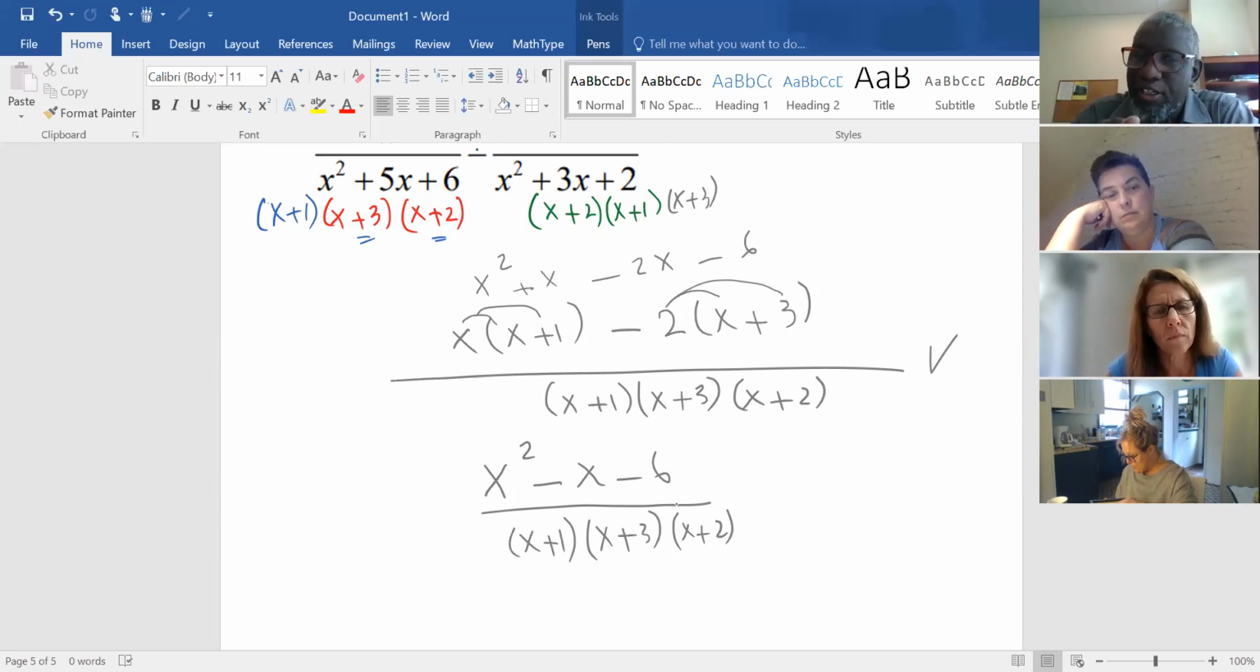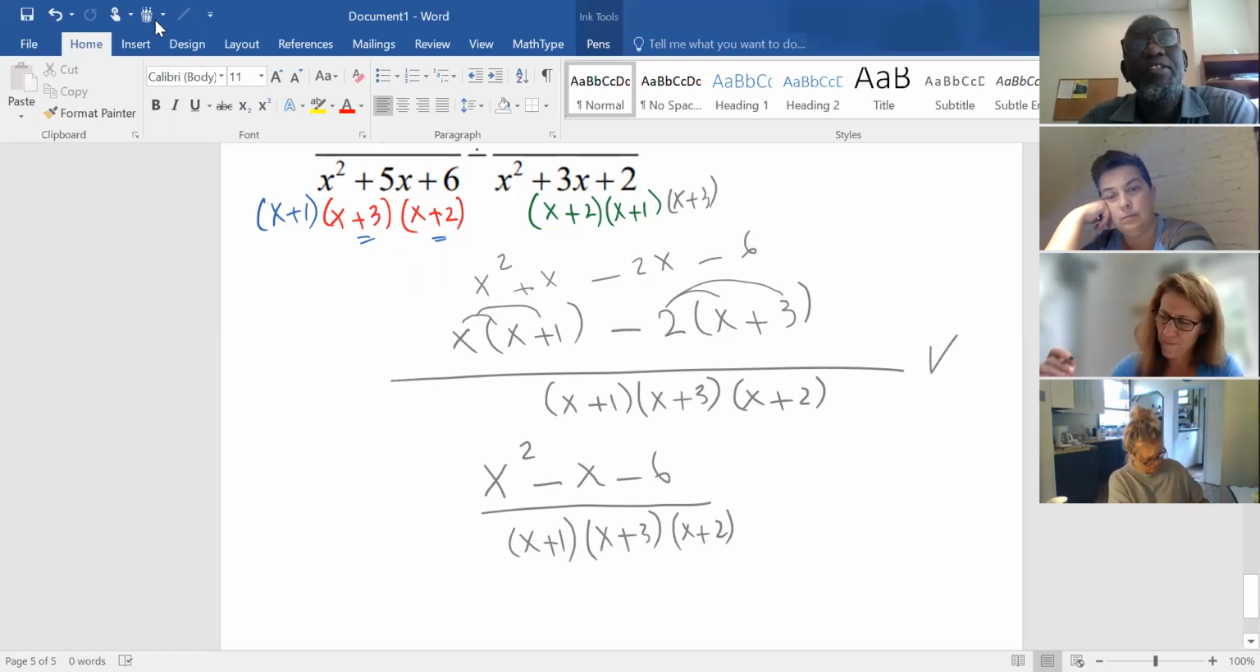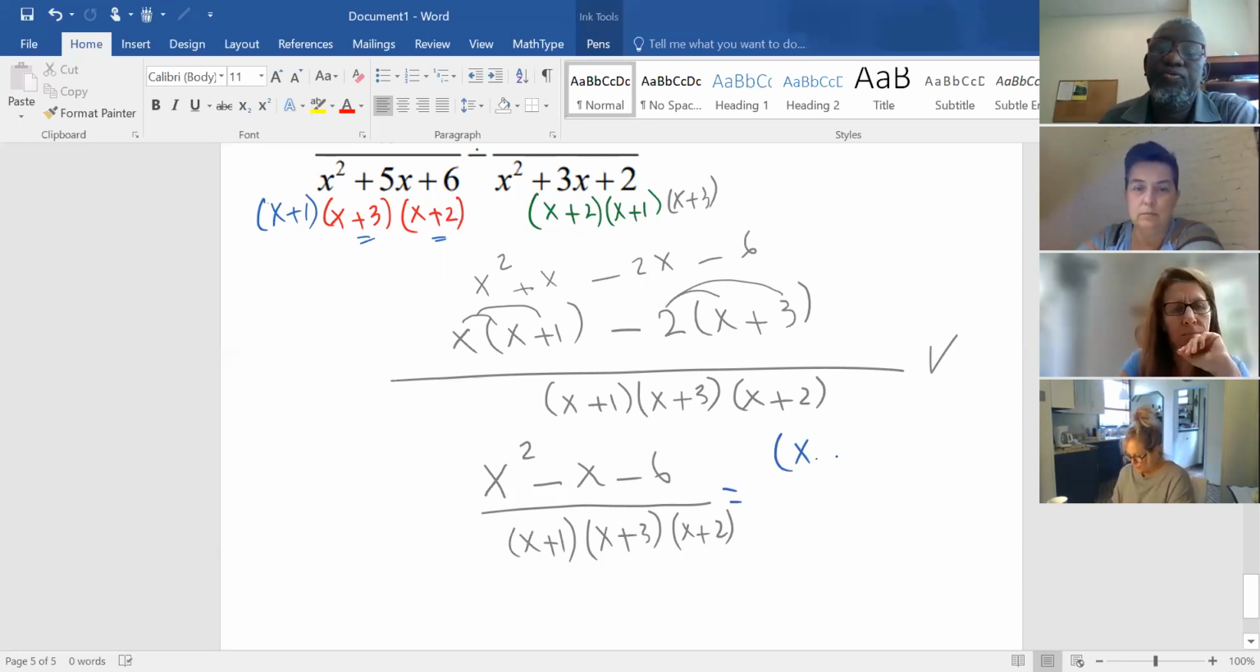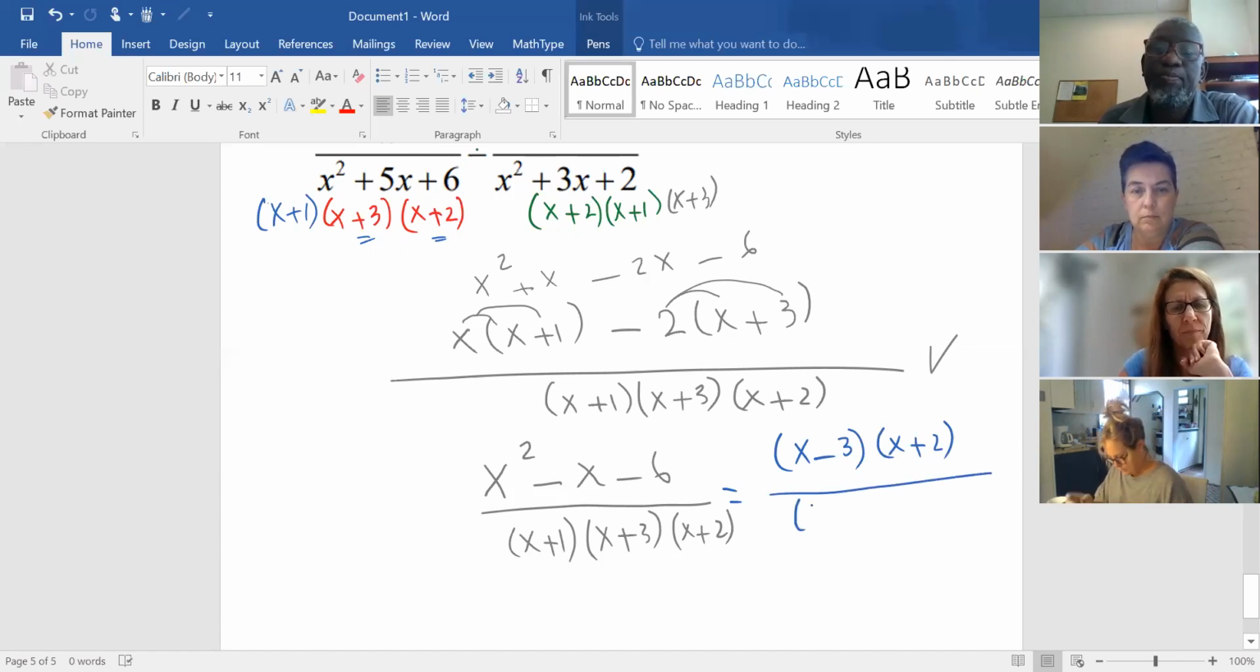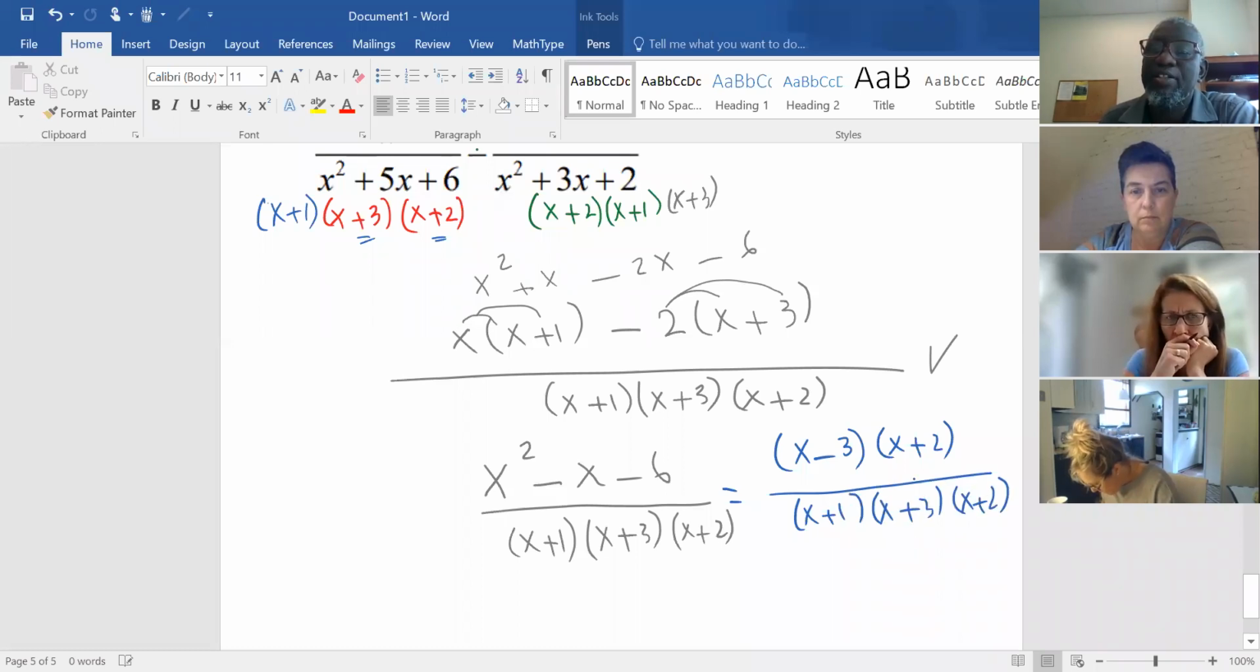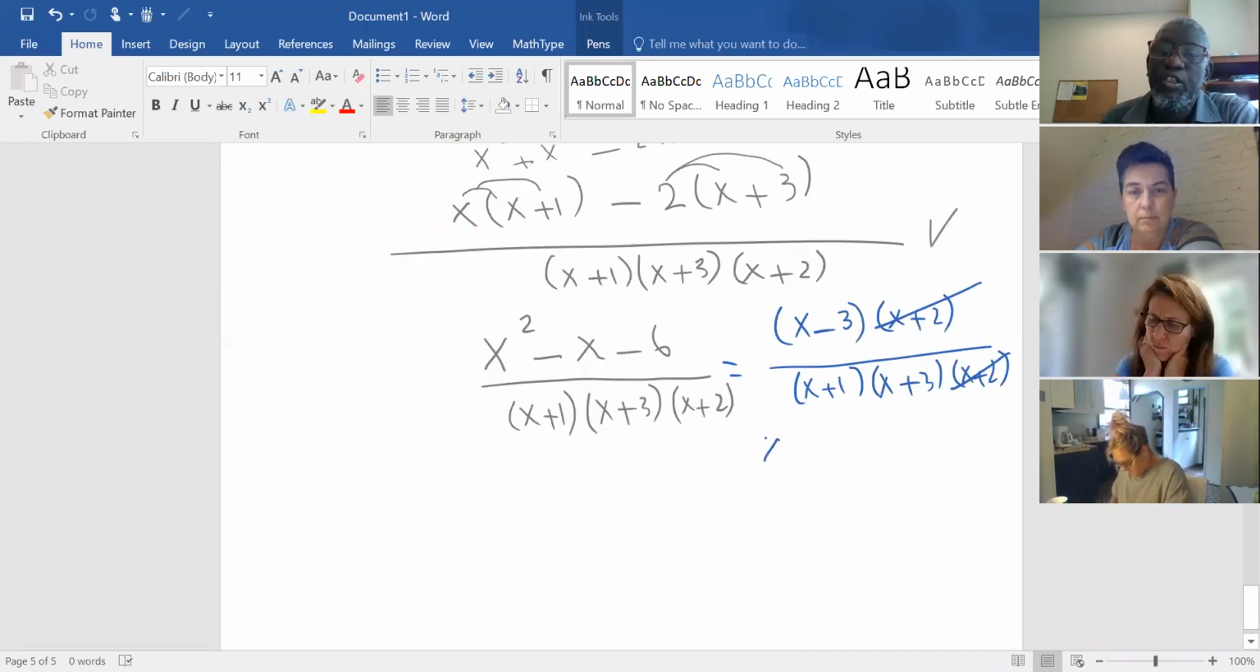But this numerator is so nice, right? So why not try to factor it? Maybe something will be simplifiable, right? So how do we factor the numerator here? X minus 3 and x plus 2, right? Over x plus 1, x plus 3, x plus 2. And again, this doesn't happen every time. This x plus 2 cancels out. And we get x minus 3 over x plus 1, x plus 3, okay?